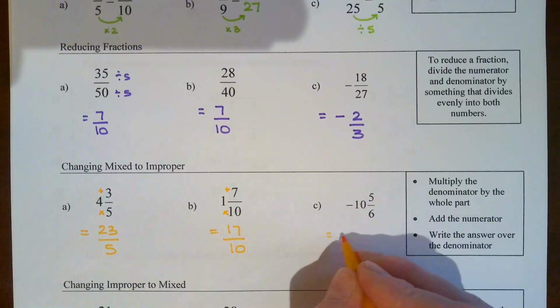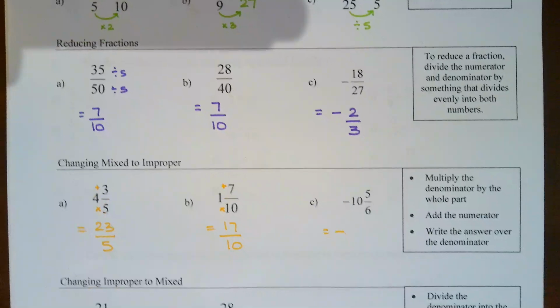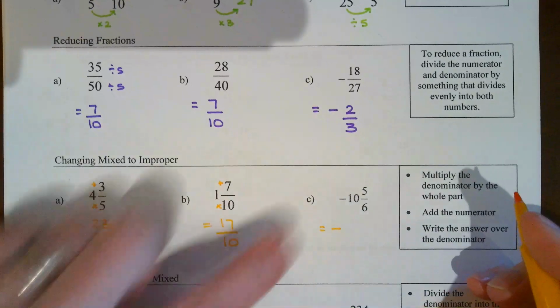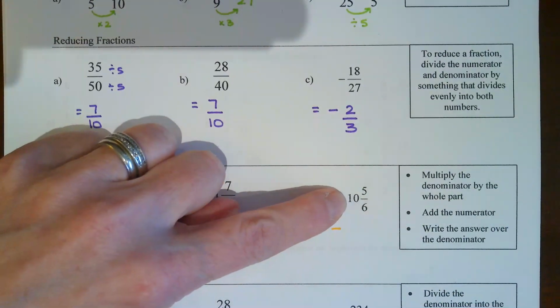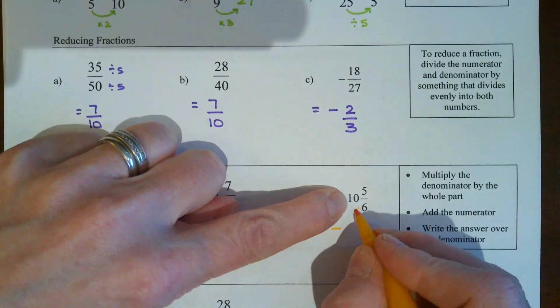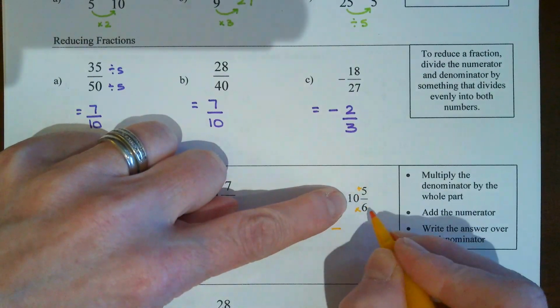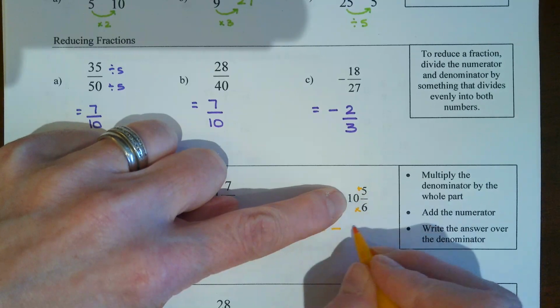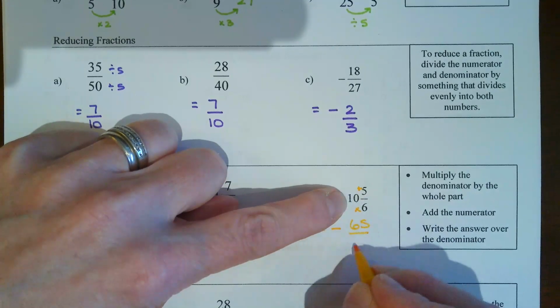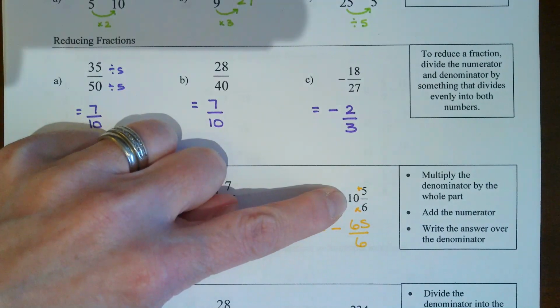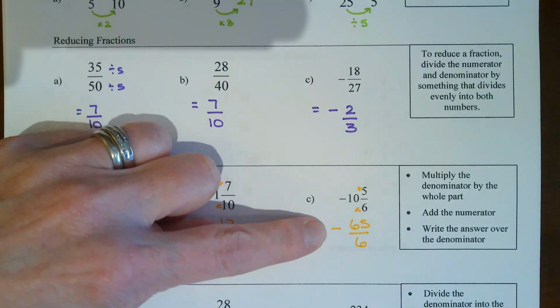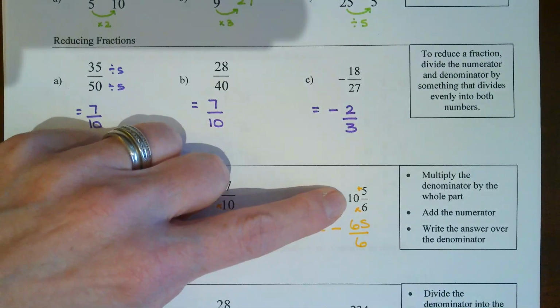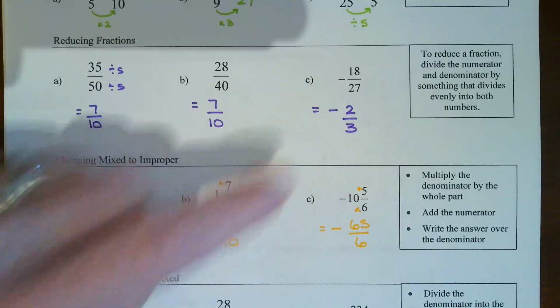This time it's negative, so I know my answer is going to be negative. When I change from mixed to improper, I ignore the negative. So I'm going to do 10 times 6 and add 5. 10 times 6 is 60, add 5 is 65 over 6. So even though it's negative, ignore the negative, but put it down in your answer and just multiply and add as normal.